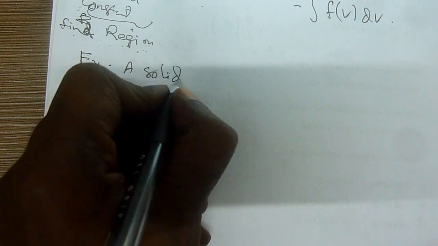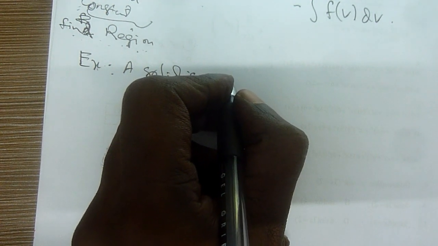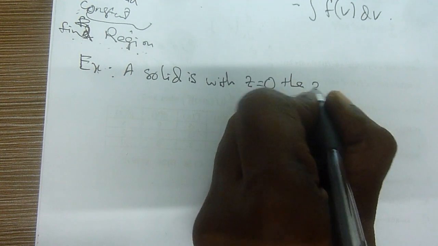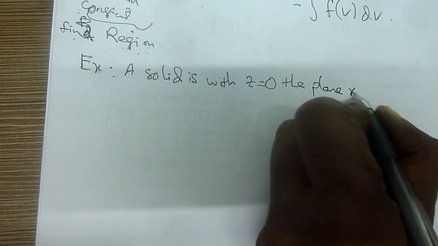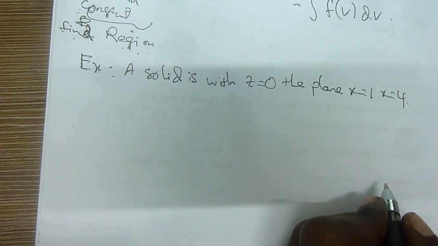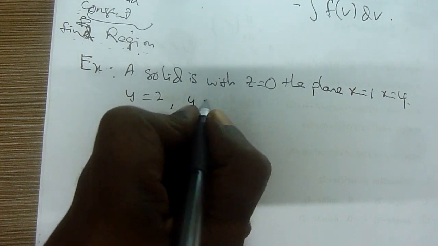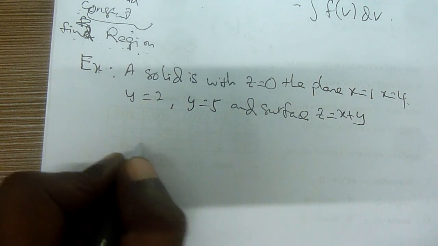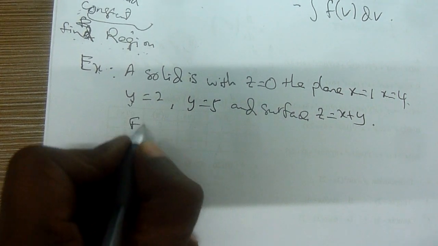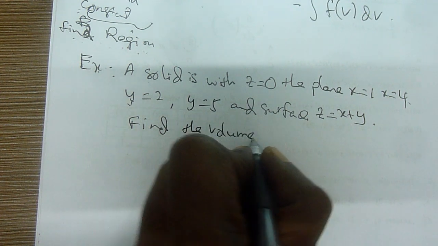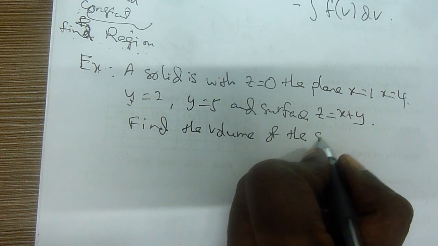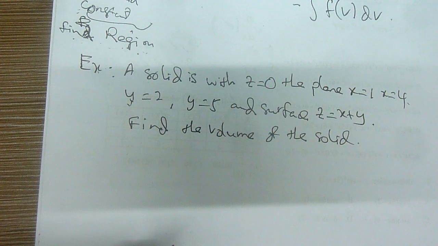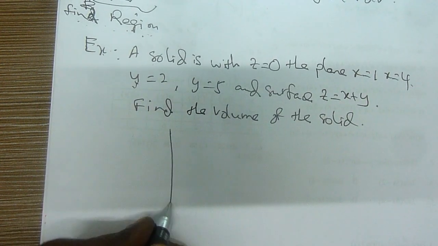A solid is bounded by the plane z equals 0, the planes x equals 1, x equals 4, y equals 2, y equals 5, and the surface z equals x plus y. They want you to find the volume of the solid. With this, can we start working on the sketching first?